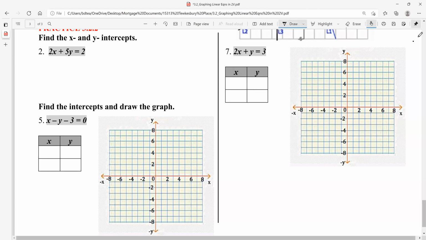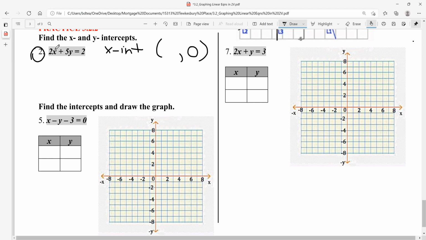All right, so if we look at these 3 examples, number 2, 5, and 7, the direction says find the x and y intercept. So we know that the x-intercept is where y equals 0, and the y-intercept is where x equals 0. And that's a characteristic that you want to remember. So if we look at number 2, we're going to find the x-intercept. When we do the x-intercept, we can already put a 0 in for y, because we know that the x-intercept is where y equals 0.